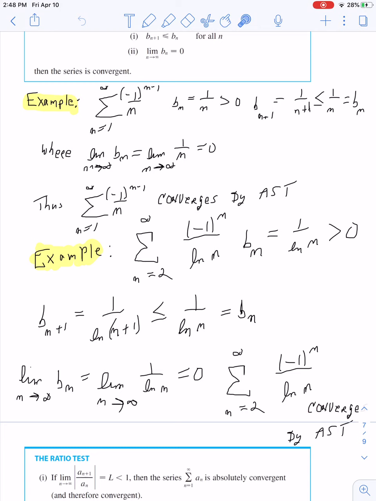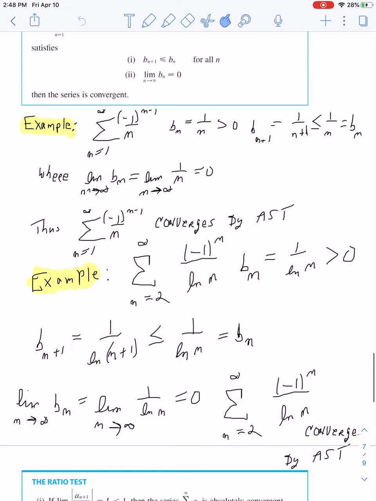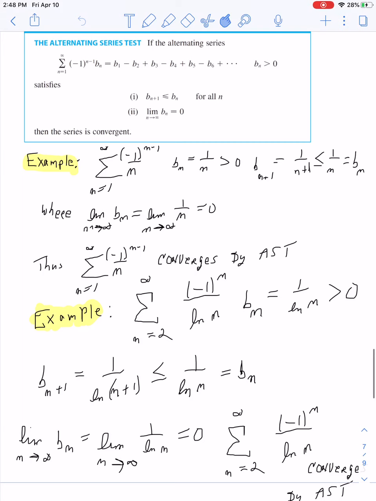Now I've given you two examples of series that converge by the alternating series test. Remember, to apply the alternating series test, you first must have an alternating series, no kidding. And secondly, you have to verify these two things.